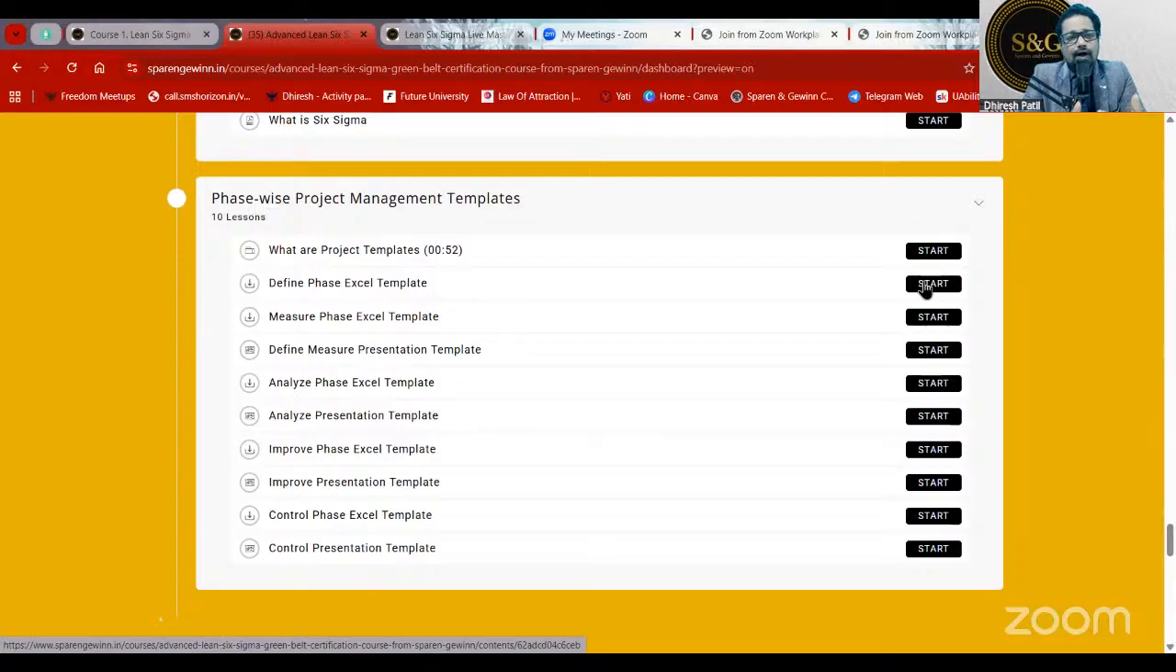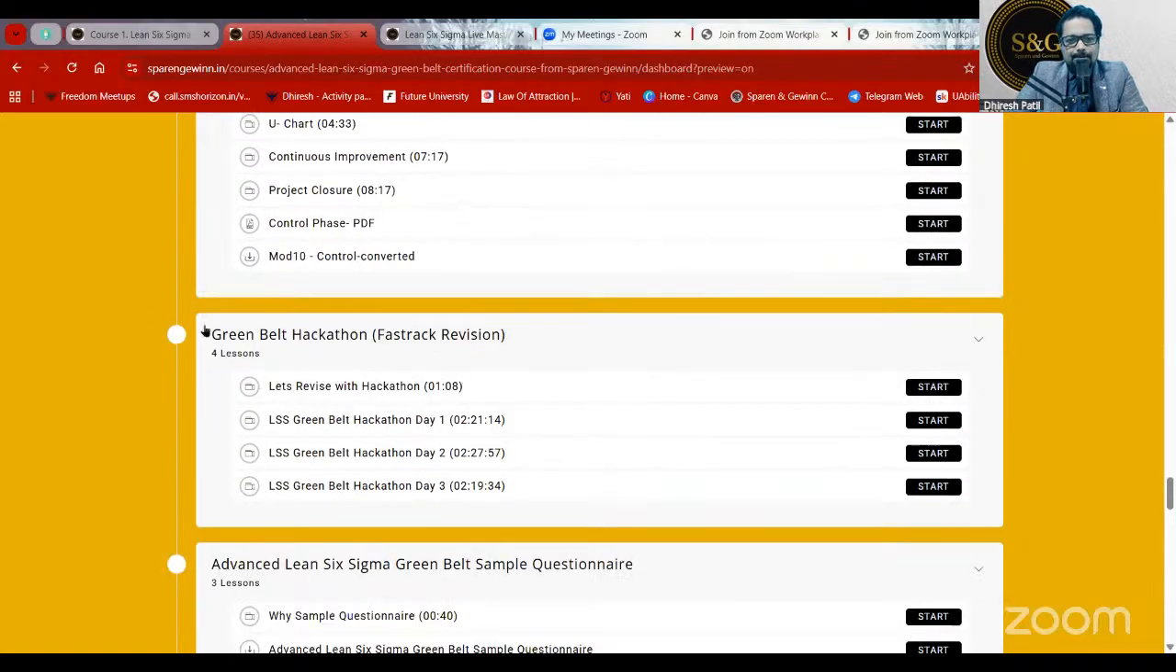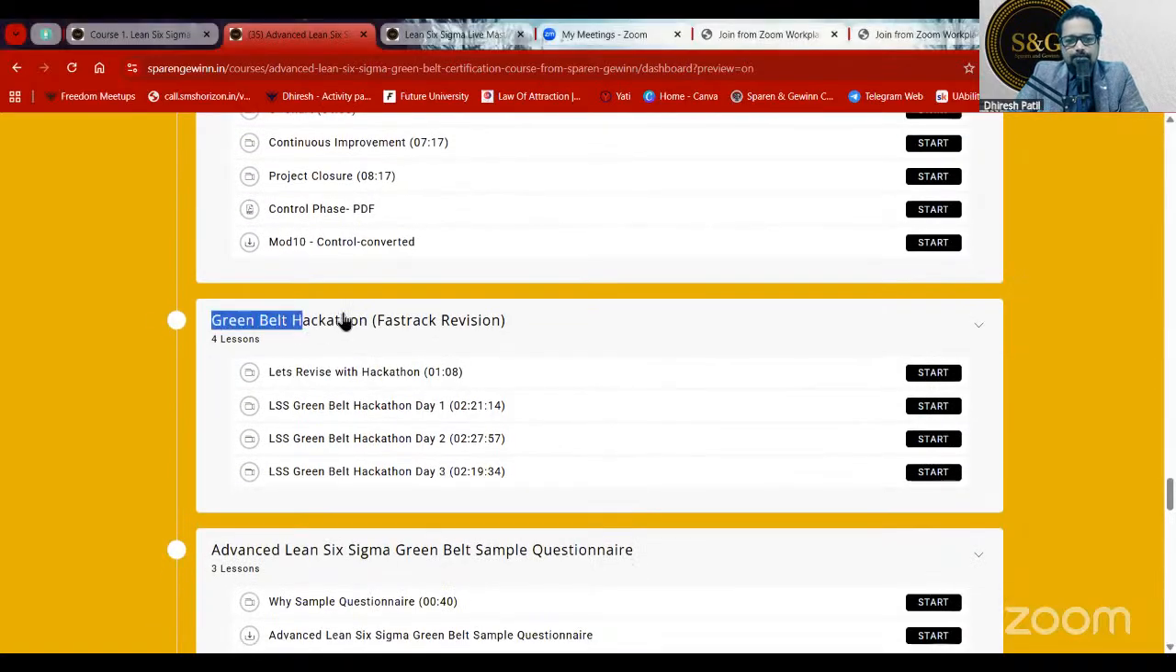But if you don't want to wait for the next month to come, you can always check the recording. I'll show you. You can see here, there is always the hackathon recording. Green belt hackathon recording is provided, so you can go through it anytime. Same goes for the black belt hackathon, which is also available. So if you don't want to wait for another month, you can just complete the hackathon, give the examination, and fast track yourself as well.